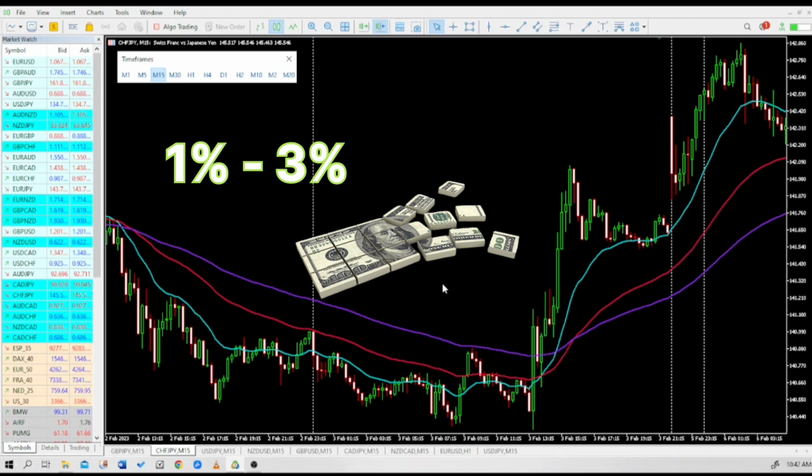So as a small trader, you have to just share your account into 10 so that at least you can take 10 trades before your account gets exhausted. So those 10 trades represent your risk.